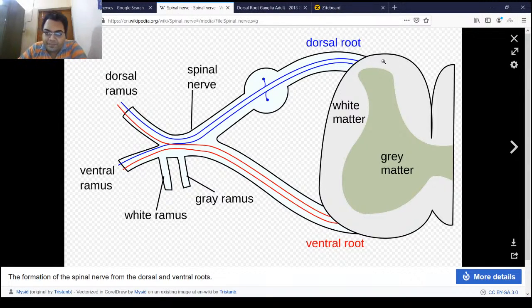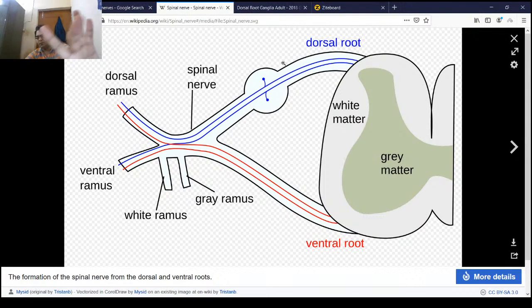So these nerves, the cell bodies of these nerves are present here. They are known as the dorsal root ganglion, and then they combine here, and then they come out of the intervertebral foramen. And this dorsal root ganglion contains, very very important, this diagram is given in your book also.